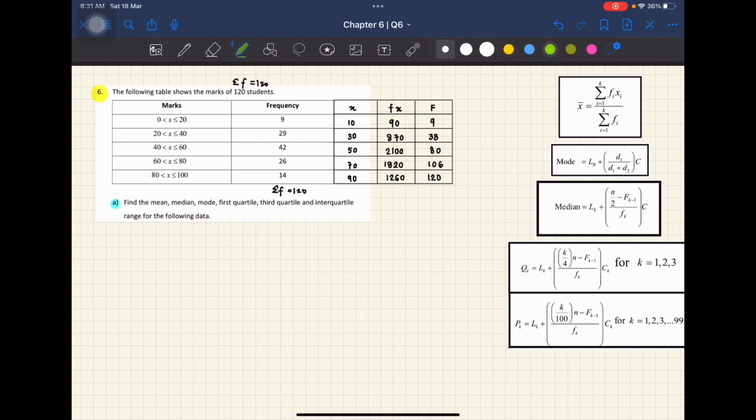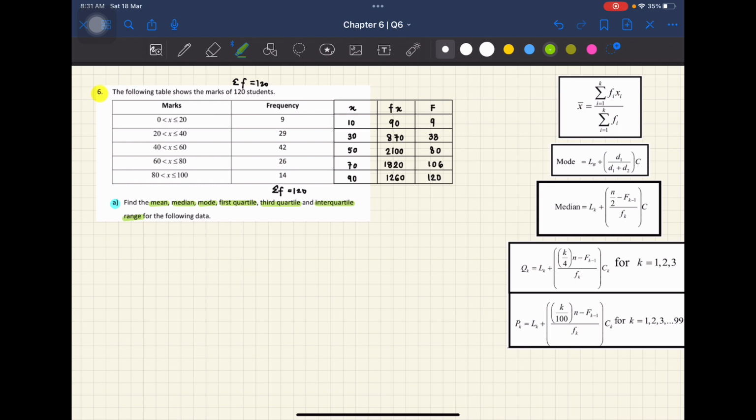You need to find the mean, median, mode, first quartile, third quartile, and interquartile range for the following data. So there are 1, 2, 3, 4, 5, and 6 things that you need to find in this first part of the question. It seems like a lot, but it is actually not that much. It is easy for you to do.